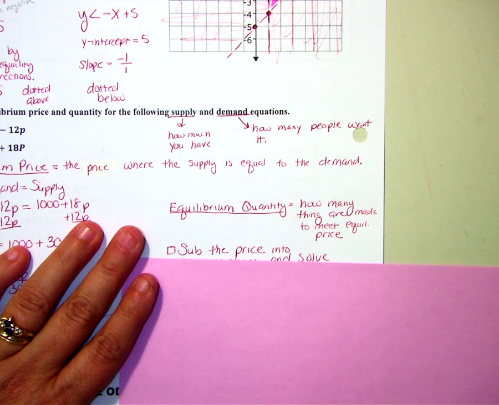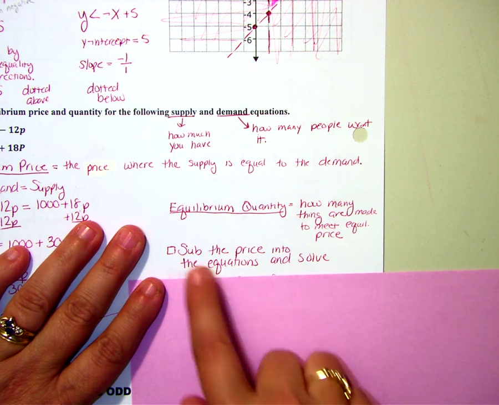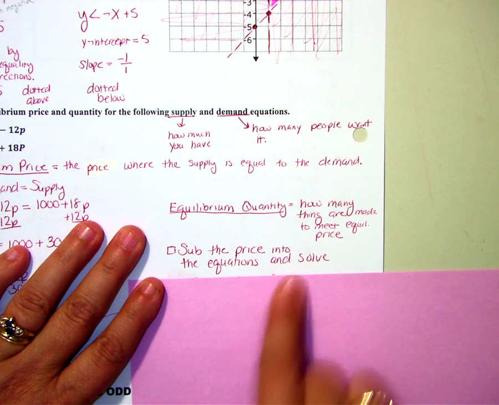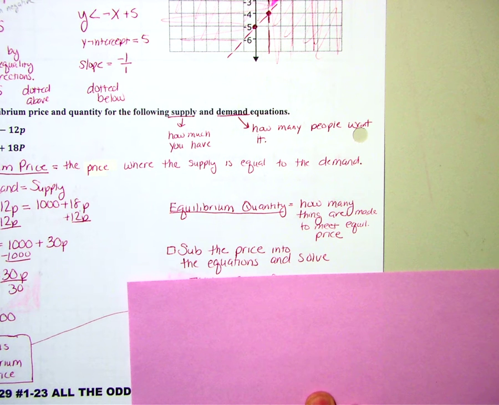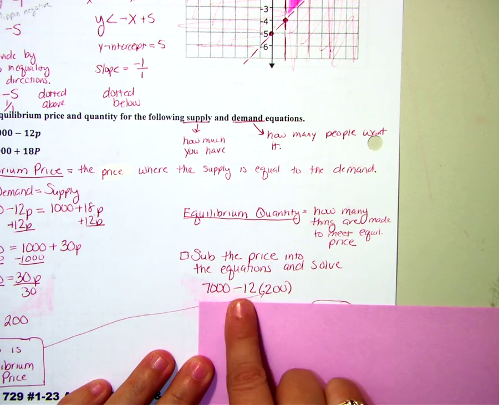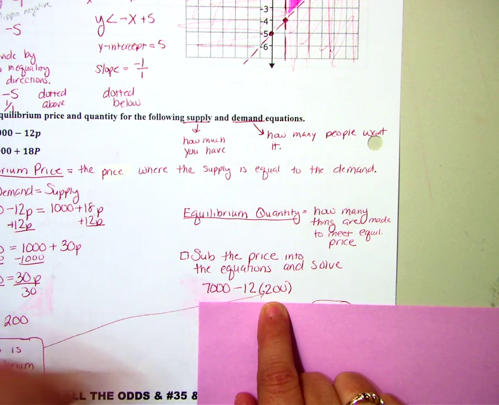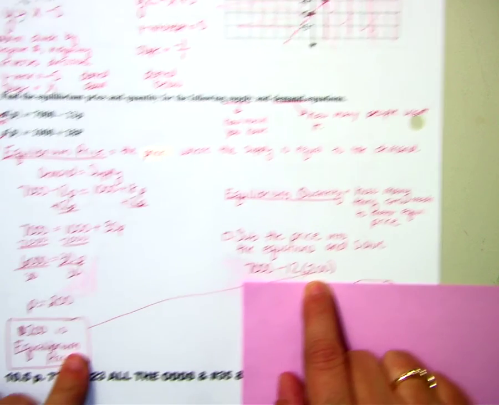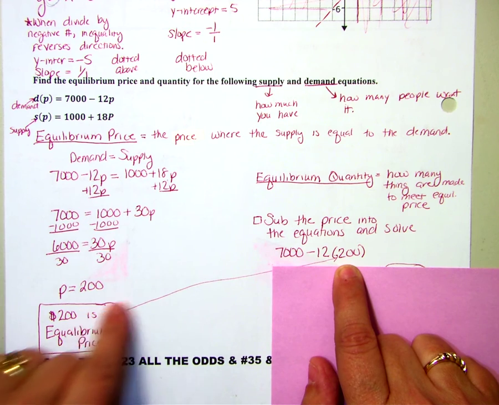So how we're going to do that is we're going to sub the price into the equations and solve. It's basically what I call plug and chug. We already have the equations for the number of things made. We found the price, so all we have to do is sub that in. So 7,000 minus 12 times 200. P was the price. We found over here that the price was 200. Plug that in and simplify.